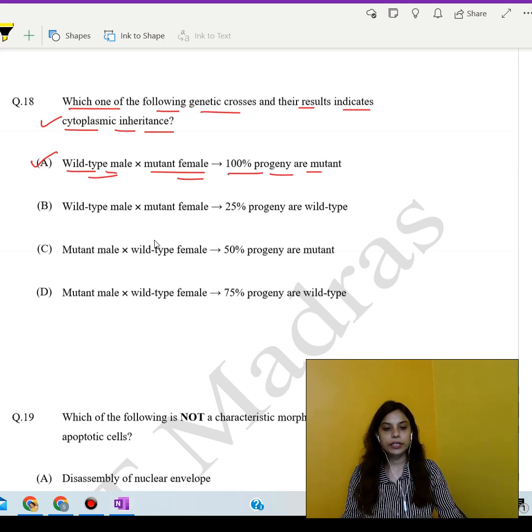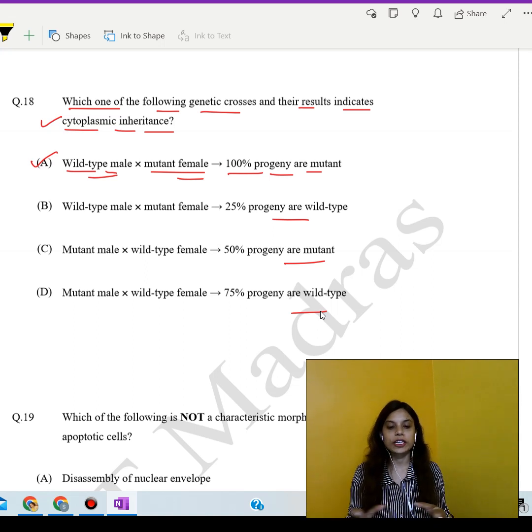The mutant female, however, does contribute mutant mitochondrial or chloroplast DNA to the offspring through the egg cell. As a result, all of the offspring are mutant. Okay. Now, in the options B, C, and D, the results are not consistent with the cytoplasmic inheritance.